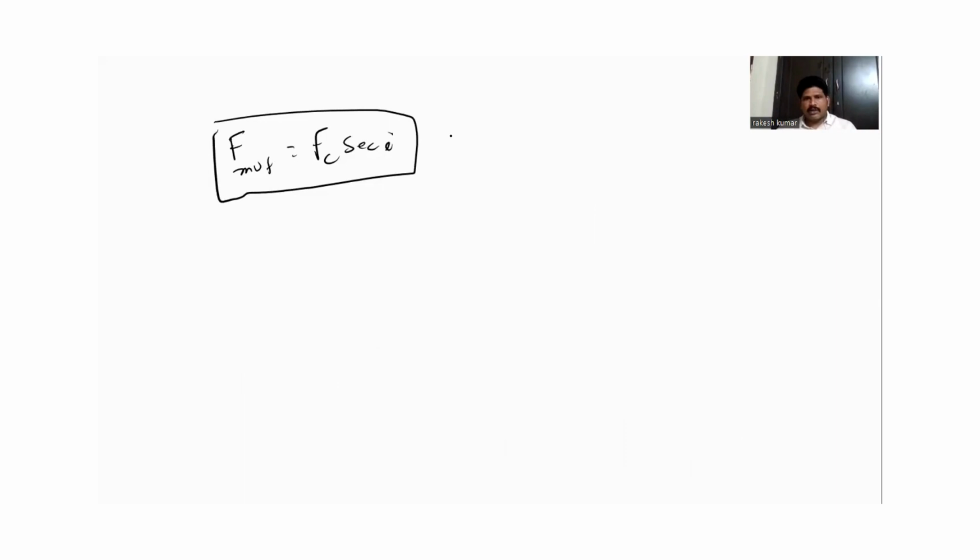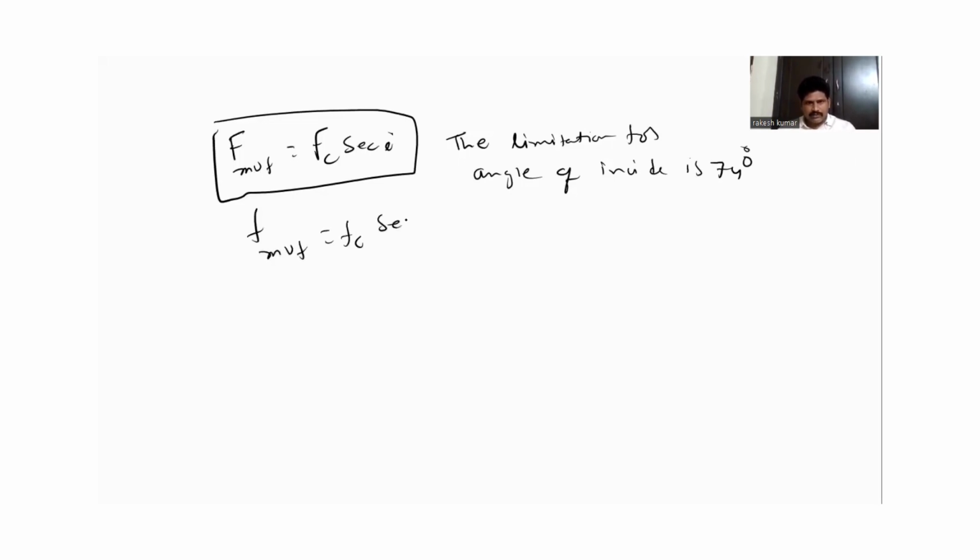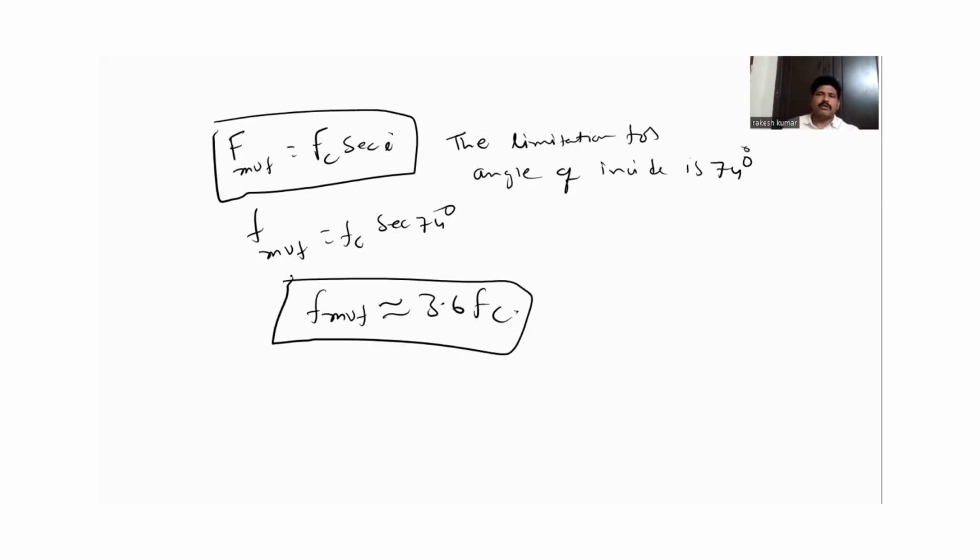So the limitation for the angle of incidence: the maximum angle of incidence is 74 degrees. Therefore, f naught is equal to fc into secant 74 degrees, so f naught is approximately equal to 3.6 fc. So this is one expression for maximum usable frequency.